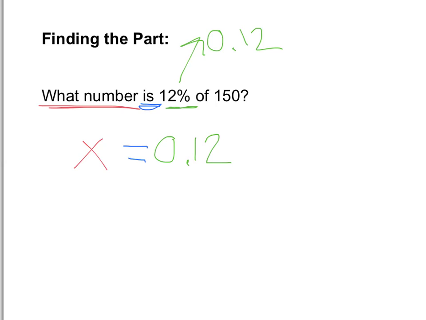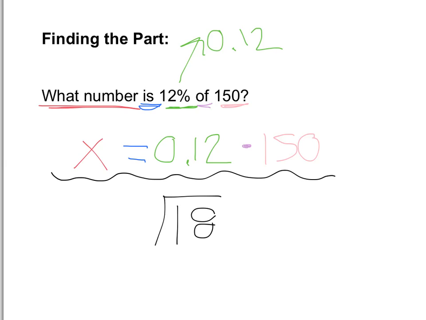We said the word of means to multiply. So instead of the word of, you're going to write a multiplication dot. And the last piece here is the number 150, so we can just write 150. Now you can see that there's just one big equation here, and we need to simplify it. So it says x equals 12 hundredths, or 0.12 times 150. So on your calculator, take 0.12 times 150. Your answer is 18.